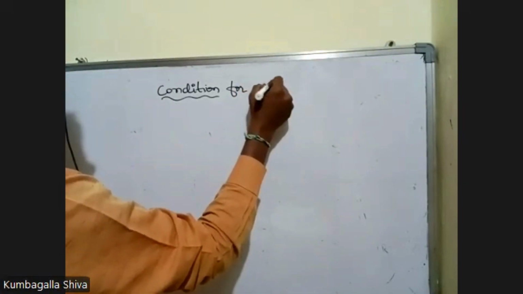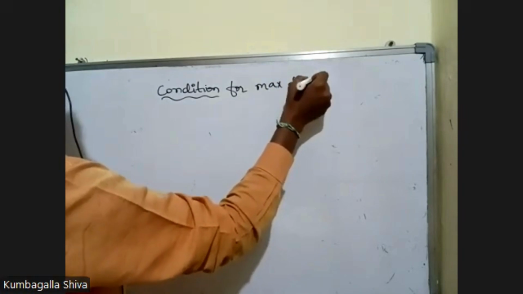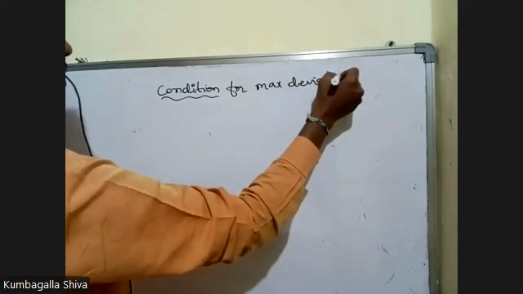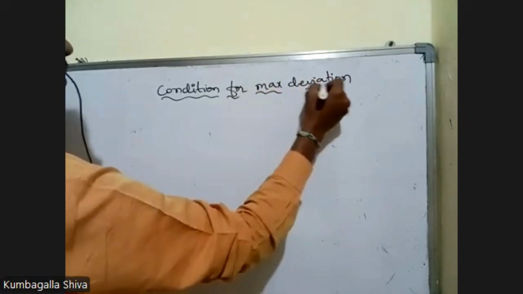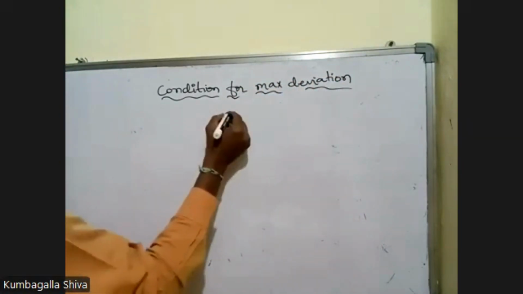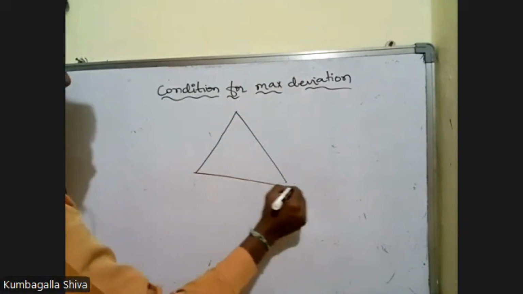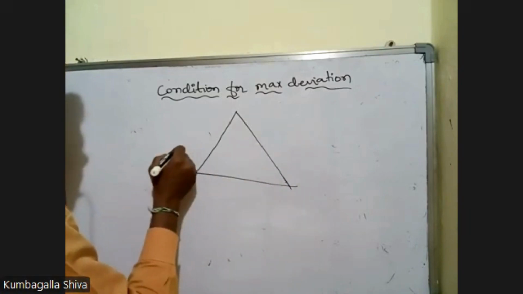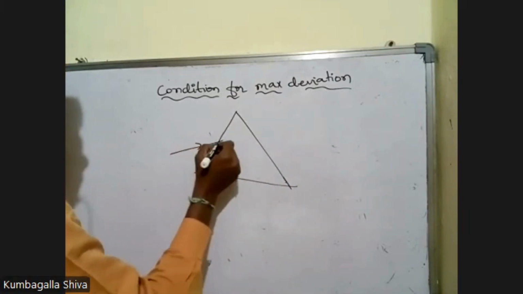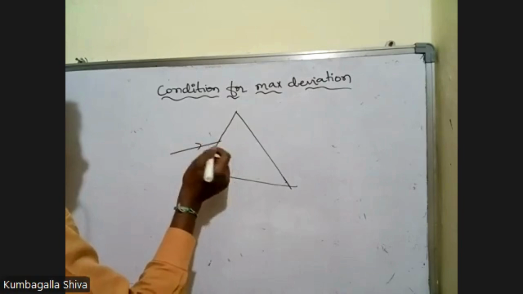Condition for maximum deviation. Important. Condition for maximum deviation. Okay now. So this is the face of a prism, and this is the incident ray. As it is incident ray, and this is a normal.